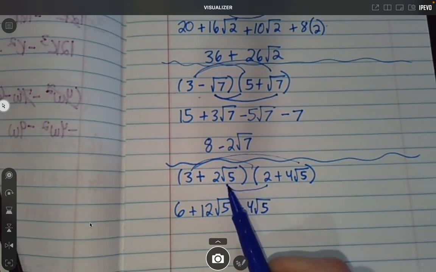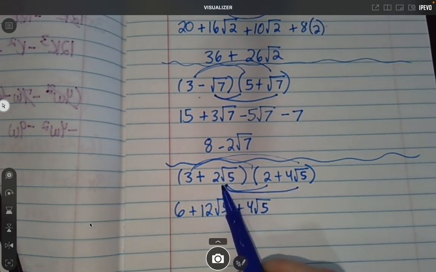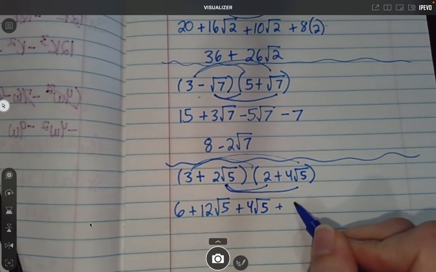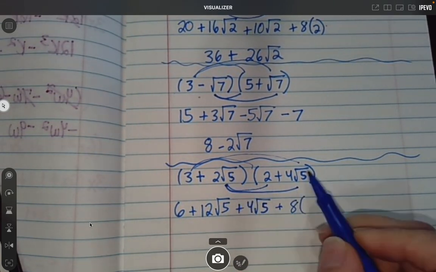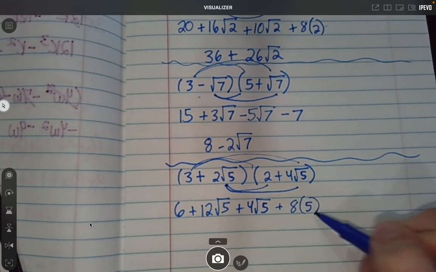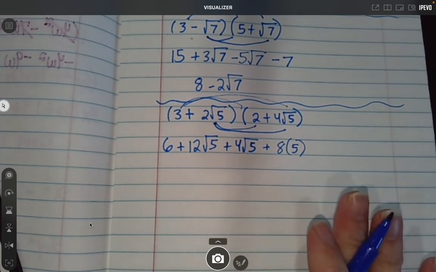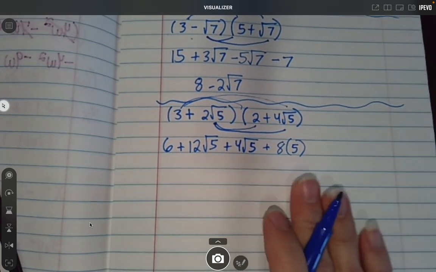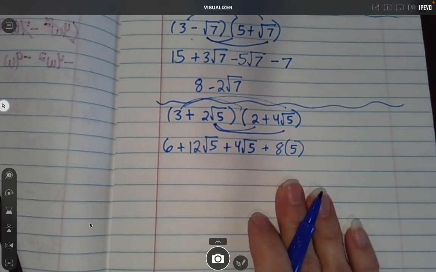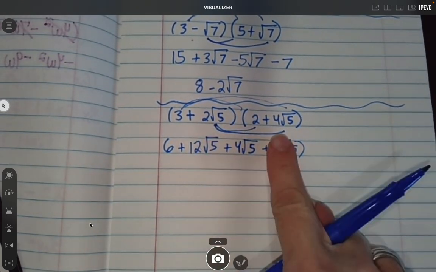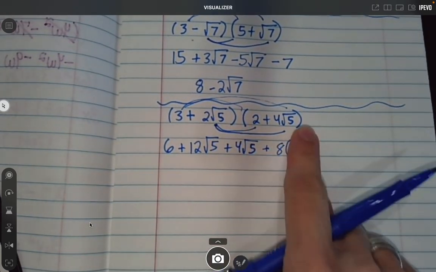And then this one, okay, we got a lot of numbers here. What's 2 times 4? 8. And then square root of 5 times the square root of 5 is 5. Any questions on that part? Everybody understand where we got 8 times 5? Because there were 2 parts on that one. 2 times 4 is 8. Square root of 5 times square root of 5 is 5.